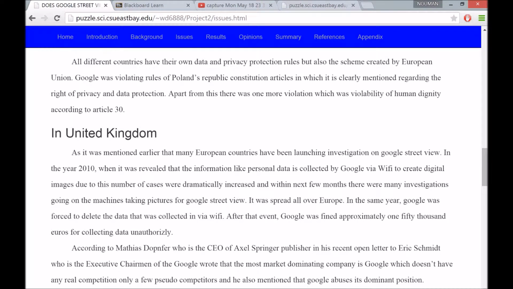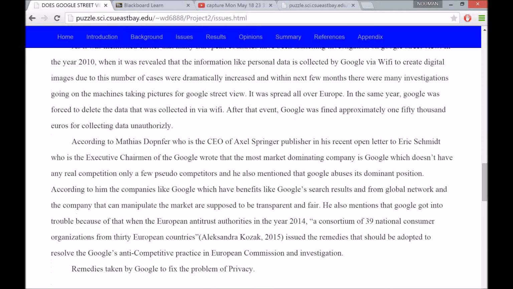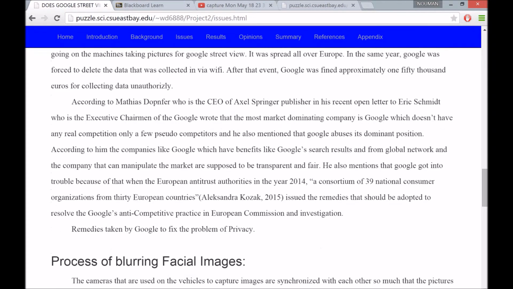In the United Kingdom, in 2010, 2014, and recently as well, there was a letter written by Matt Hess, who's the CEO of Axel Springer Publisher. It was quite interesting that he mentioned how Google manipulates the business world.